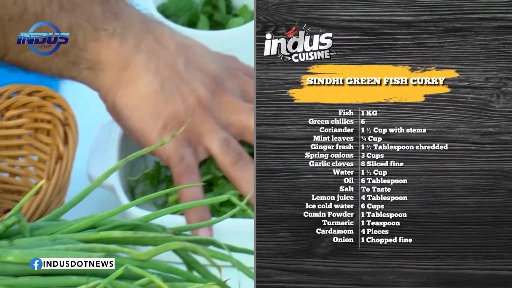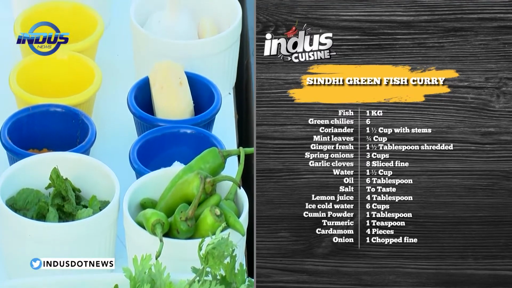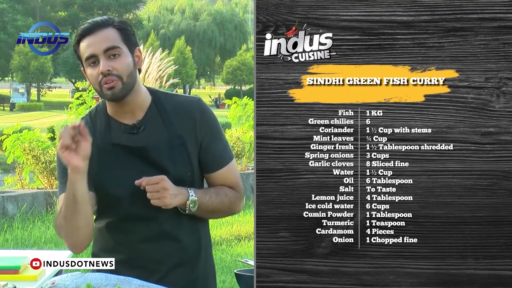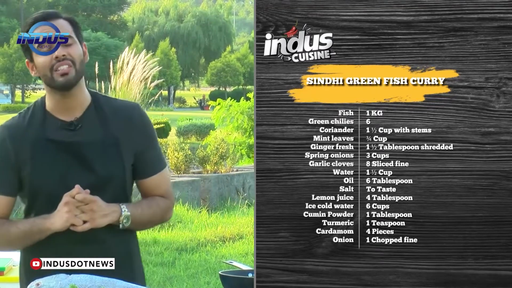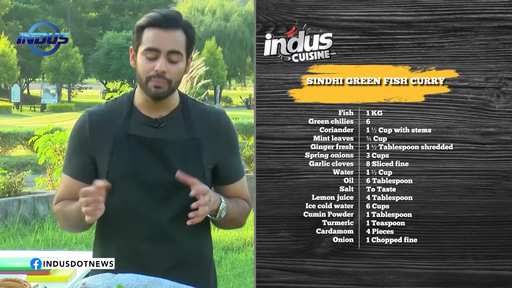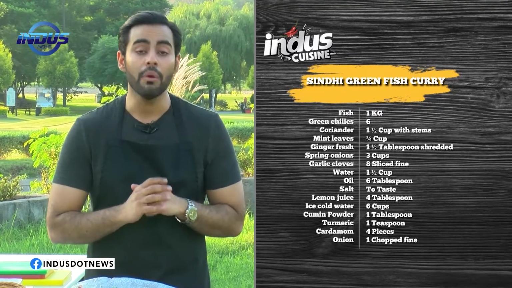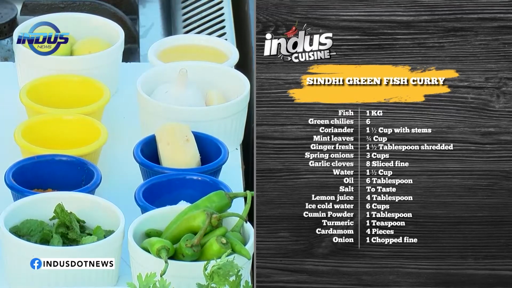You need some mint, coriander. You need around 6 to 7 green chilies. If you want to avoid spice, you can take out the seeds from the green chili, which actually hold most of the spice. Then you need salt to taste. I'll use around 1.5 to 2 teaspoons in the whole recipe. You need some turmeric. I'll use some cardamom, the small ones, some garlic, some ginger, and you need some cumin powder, freshly ground would be much better. Oil around 6 to 8 tablespoons maximum, and then some lemon juice.